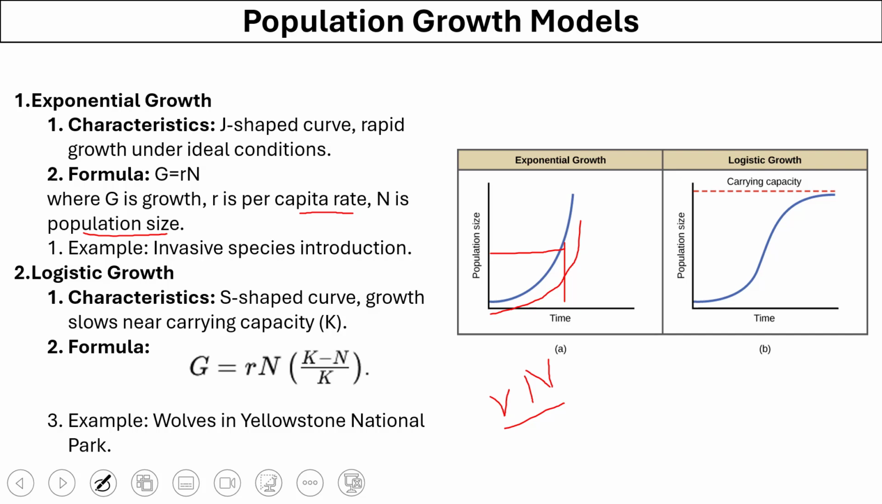Logistic is an S-shaped curve where in the beginning the population is growing relatively slowly, and then suddenly you see a sudden increase in the growth rate, and when it reaches the carrying capacity of the ecosystem, it plateaus and the growth rate again slows down.